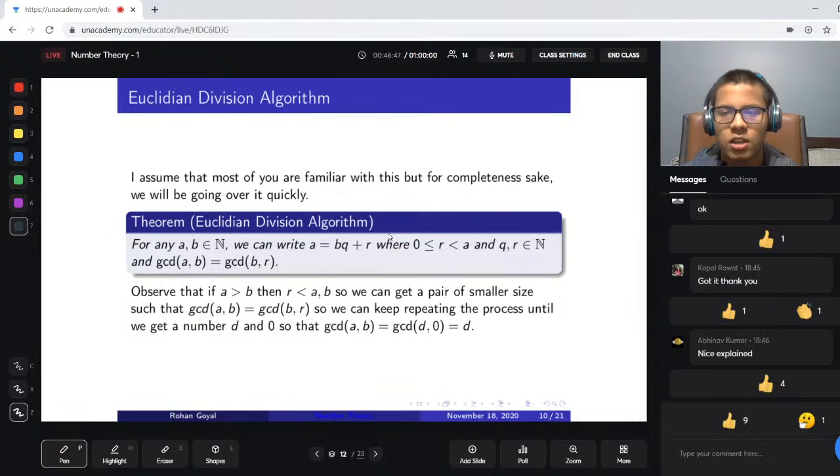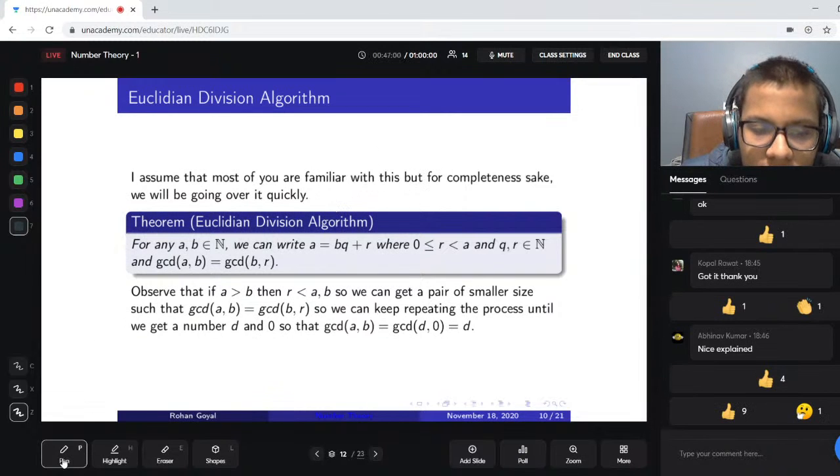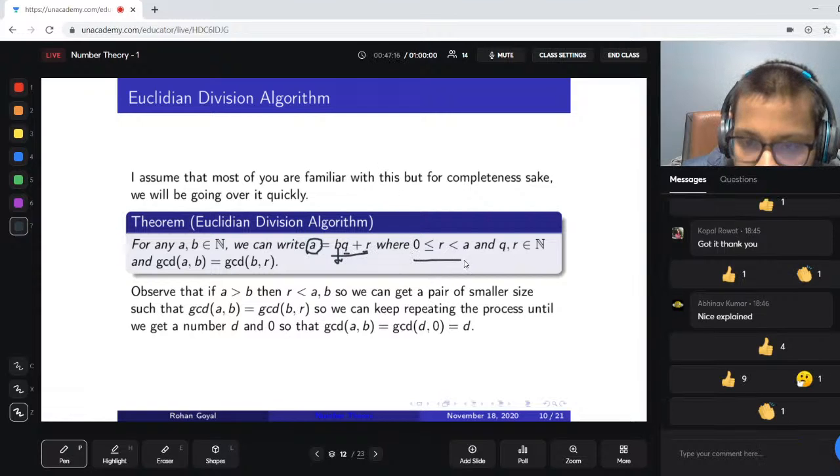So now we come to the Euclidean division algorithm. I believe that you have seen this before, but I'll explain it to you. We can write any number a in the form of bq plus r, where b is some given number, and we can find q and r such that this is true and r is between 0 and a. If you're not familiar with the notation, this just means n, and n is the set of natural numbers. So a and b are natural numbers. That's all this is saying. Similarly, q and r are in the set of natural numbers.